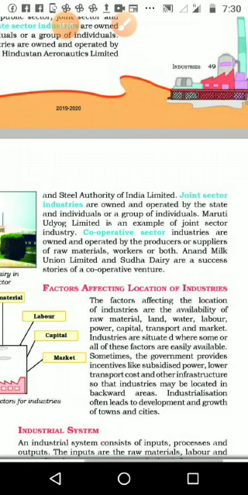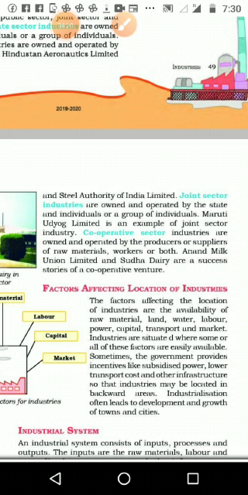In that, the owner of the industry as well as the operator of the industry, who are they? The producers who produce cotton conduct a factory, and that is known as a cooperative sector industry. Or the suppliers who supply the raw materials, the business people and contractors who collect the cotton from the farmers, own and operate a factory.